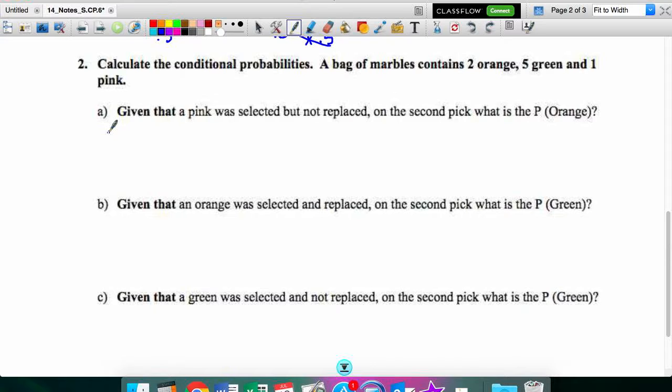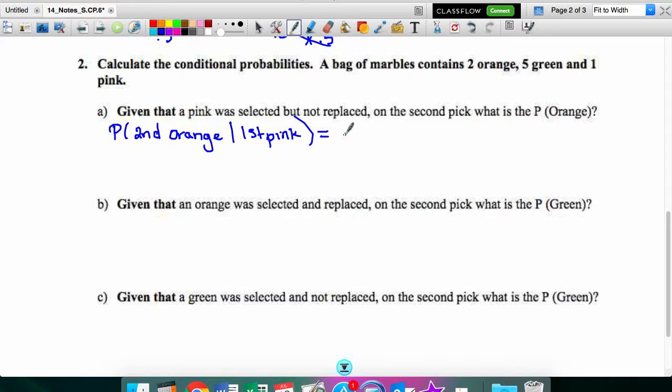So let's write this probability. Probability that the second is orange, given that the first was pink. Okay, so this is a conditional probability, and we're going to go ahead and calculate it just by essentially taking the first event and thinking about what happens to our set. If a pink marble was taken out and not replaced, think about what happens to the set. The universal set would go down by 1 marble, so now instead of having 8 marbles, we now have 7. And when you take a pink one out, that means there's no pink left. So we have 7 marbles, no more pinks.